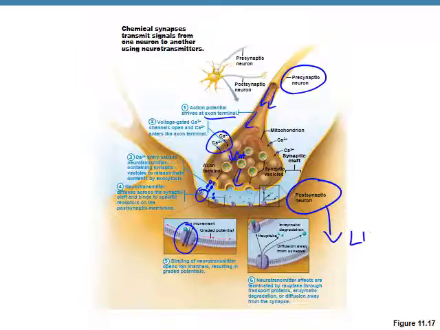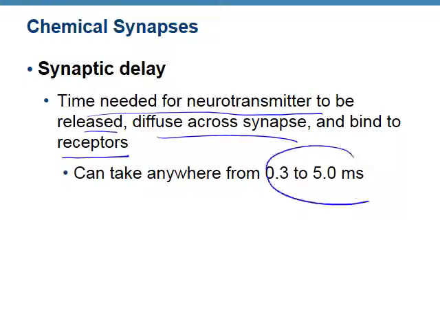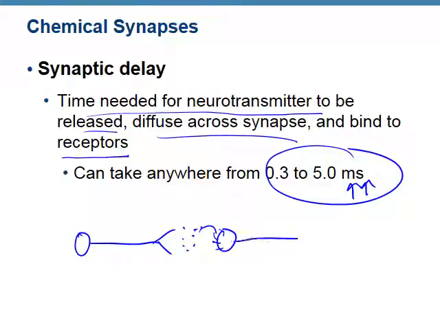This is going to generate a local potential that could turn into an action potential in the second neuron, or the postsynaptic neuron. There is a little bit of a delay. It's called a synaptic delay. It's the time needed for the neurotransmitter to be released, diffuse across the synapse, and bind to the receptor. It takes milliseconds. So very quick, but there is a slight delay. So we're saying from the time this neuron releases its neurotransmitter, and by the time those neurotransmitters bind the receptor, that could take a little bit of time, milliseconds, and it's called a synaptic delay.